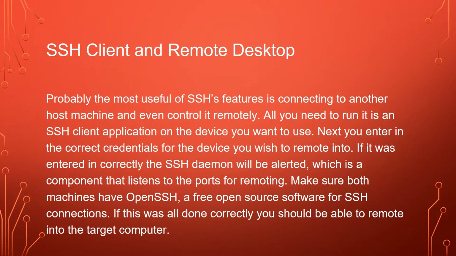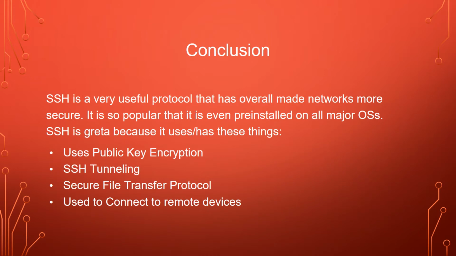You need to enter the correct credentials for the device you want to remote into. If it was entered incorrectly, the SSH daemon will be alerted, which is the component that listens to ports for remoting on most Linux machines, I believe. Make sure both of them have SSH, as previously talked about. And if it was done correctly, you should be able to remote into it. It's an overall simplified version, but it works something like that.